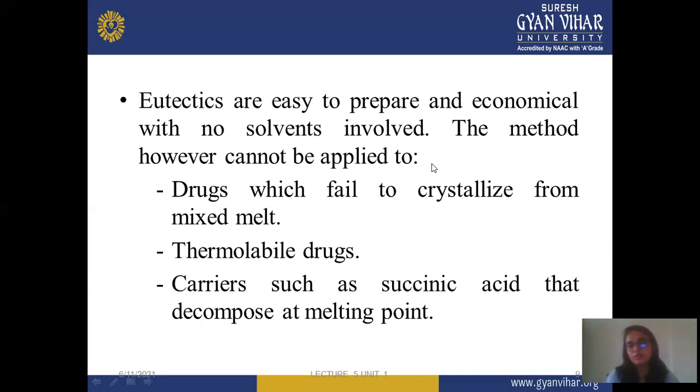You just take a compound and no restrictions. Suppose your drug fails to crystallize in a mixed melt, or is a thermolabile drug, meaning heat sensitive. When you use this method, it degrades your compound due to its sensitivity to heat. And carriers such as succinic acid decompose at the melting point, so compounds like succinic acid, which decompose at a particular melting point, you do not use with this eutectic mixture technique.